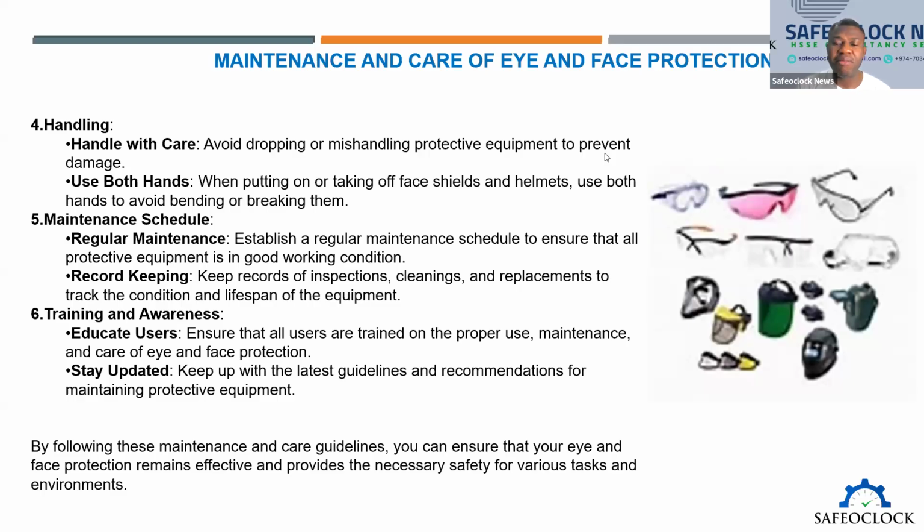On maintenance, a schedule should be set for equipment that is maintained, such as welding helmets. There should be scheduled maintenance to ensure that they are in very good condition and work properly. A record of maintenance should also be kept, because personal protective equipment inspection is part of our responsibility. When we inspect and maintain them, we should also keep records of that maintenance and inspection.